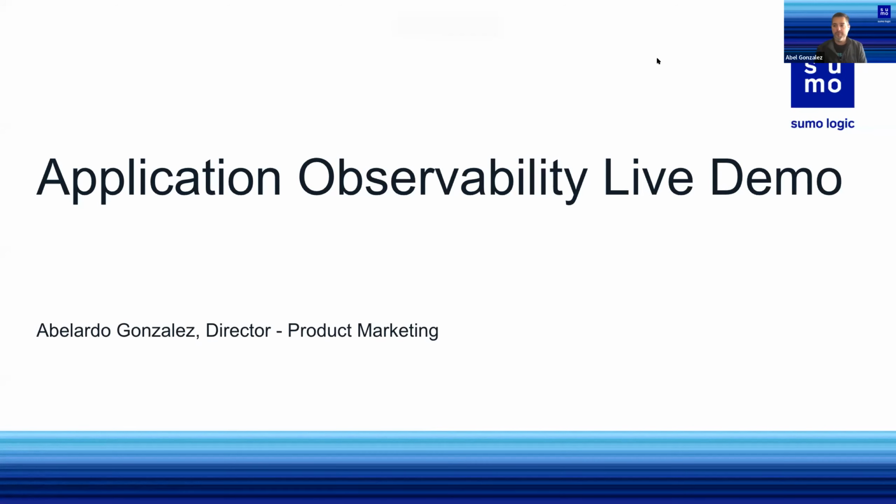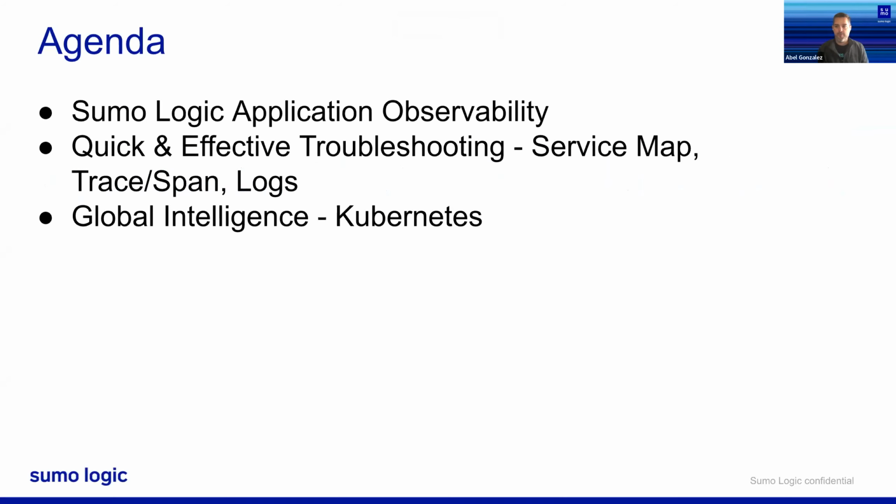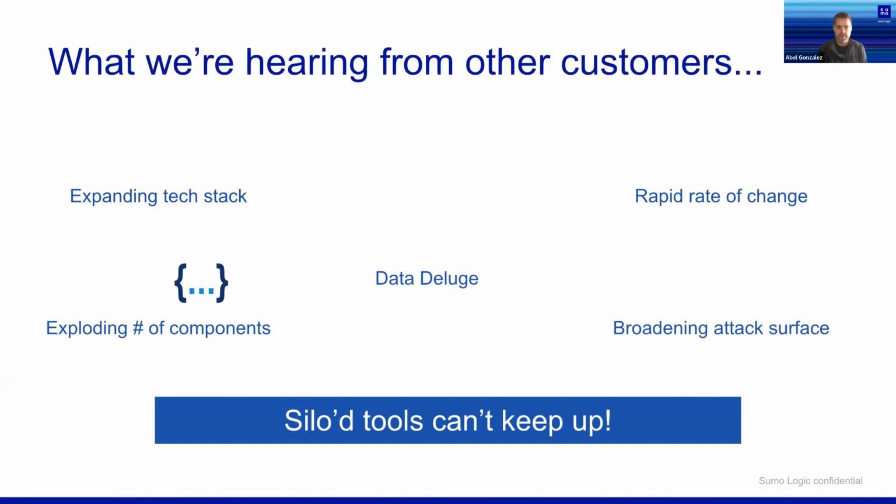So before we start our live demo, let's just talk a little bit about application observability. We're going to go through the solution and then how to quickly and effectively troubleshoot using our capabilities around service map, traces, and spans and logs as well. And then we'll wrap up with global intelligence and taking Kubernetes as an example of how Sumo Logic can help you benchmark and really optimize your deployments.